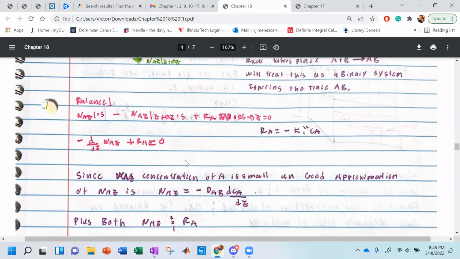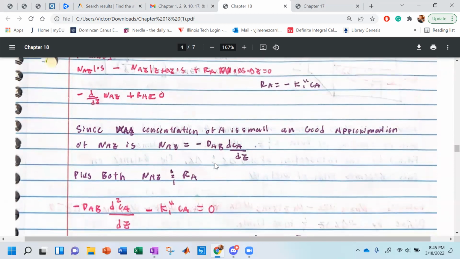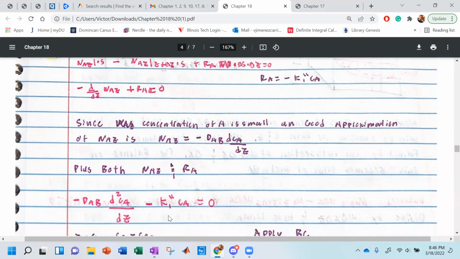equals 0. Since the concentration of A is really small, it's basically a good approximation to assume that N_Bz doesn't exist. So we can drop that term and just put everything into concentrations, where it becomes N_Az equals negative D_AB dC_A/dz. Plug both in this equation and R_A into this equation right here. We're going to get all of this nasty stuff here. You're going to get a d²C_A/dz², because this derivative will distribute. This just gets replaced with this term up here, as you can see.